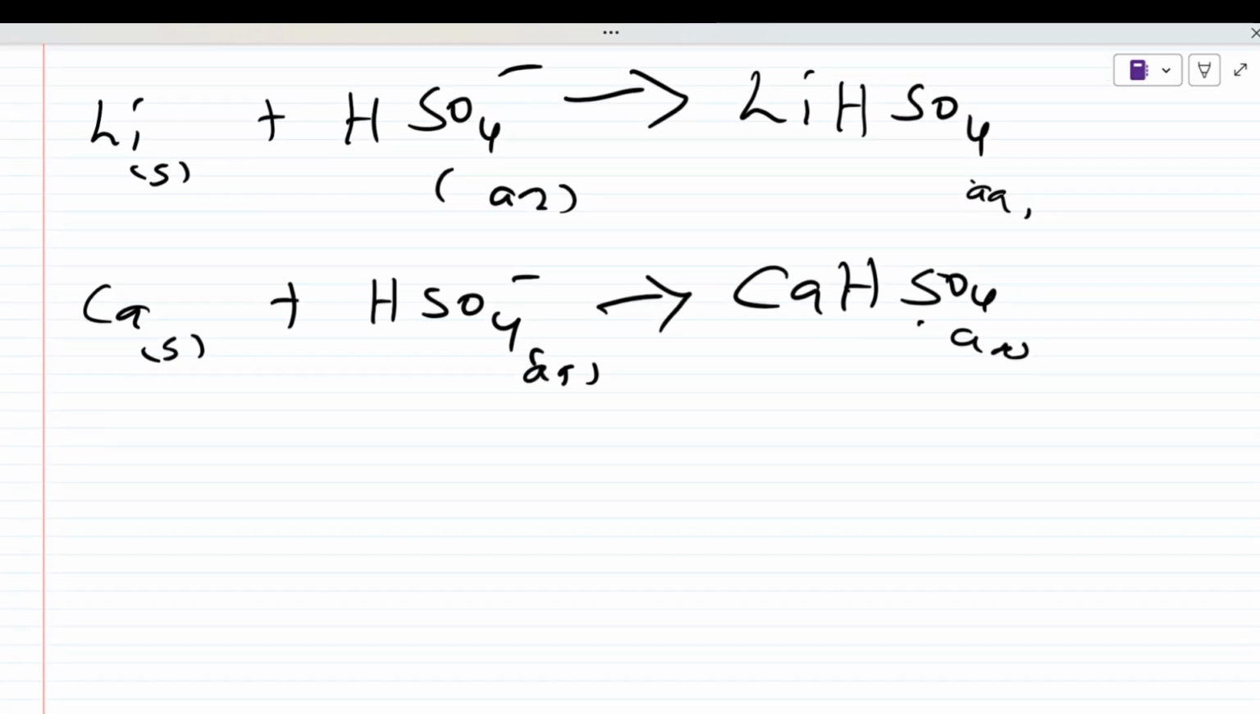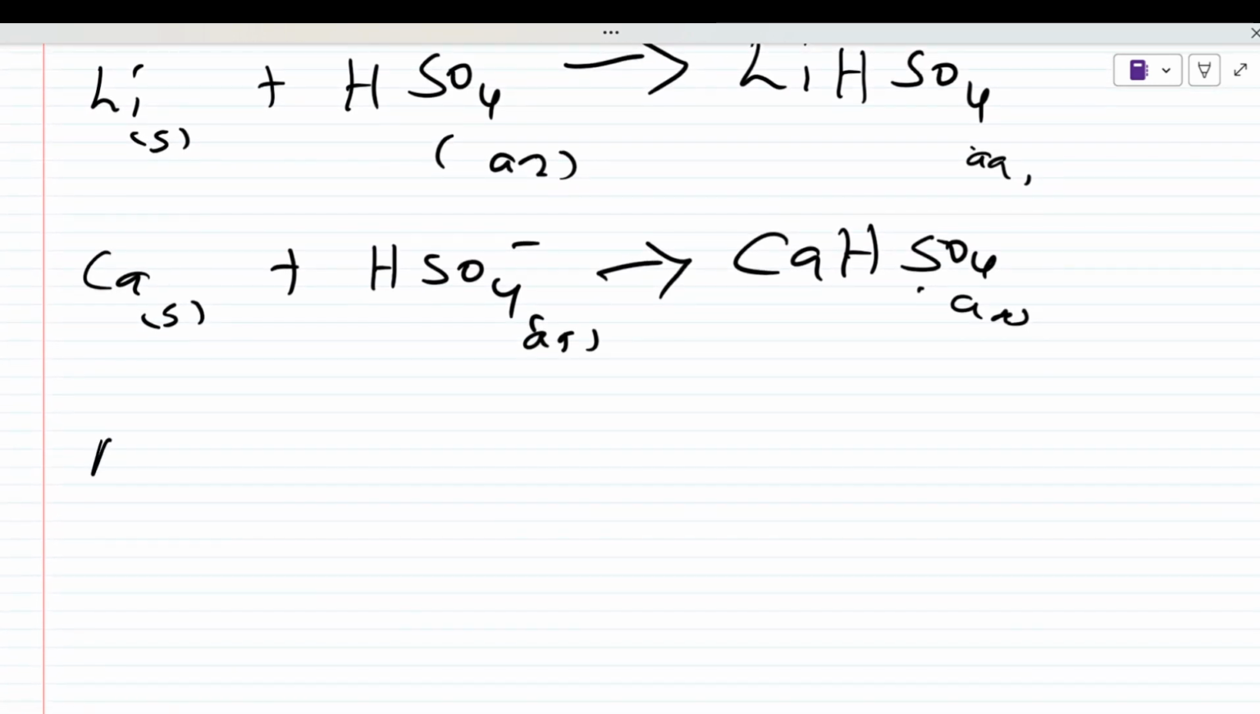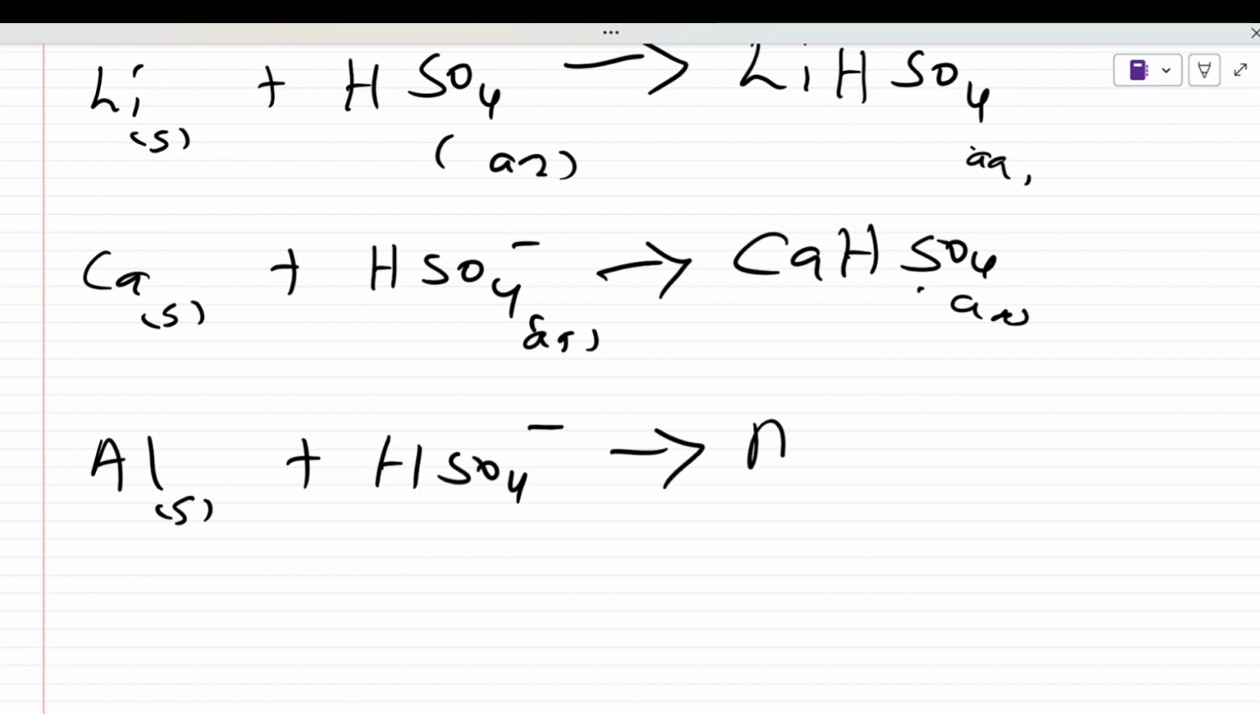The same also applies if you bring a group 3 element. Then I'm having Al solid plus H SO4 minus. The same is going to repeat itself. We are going to have Al, then in bracket is going to be, sorry, there's something that I missed.